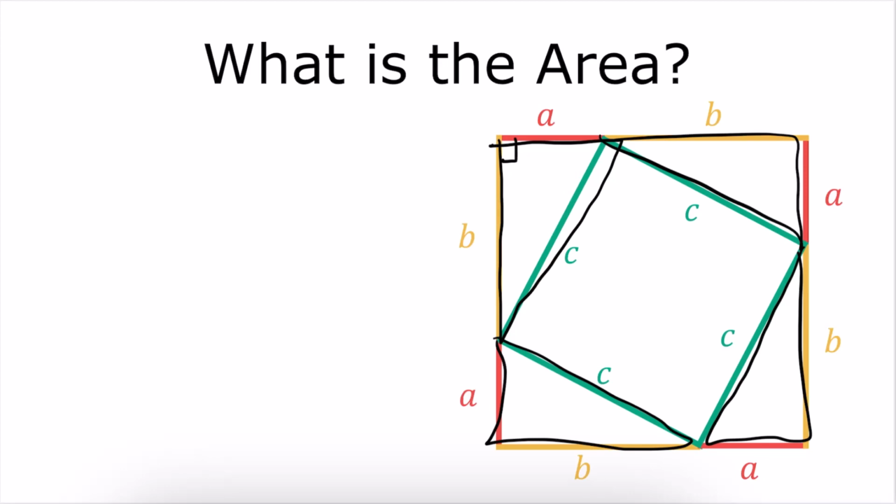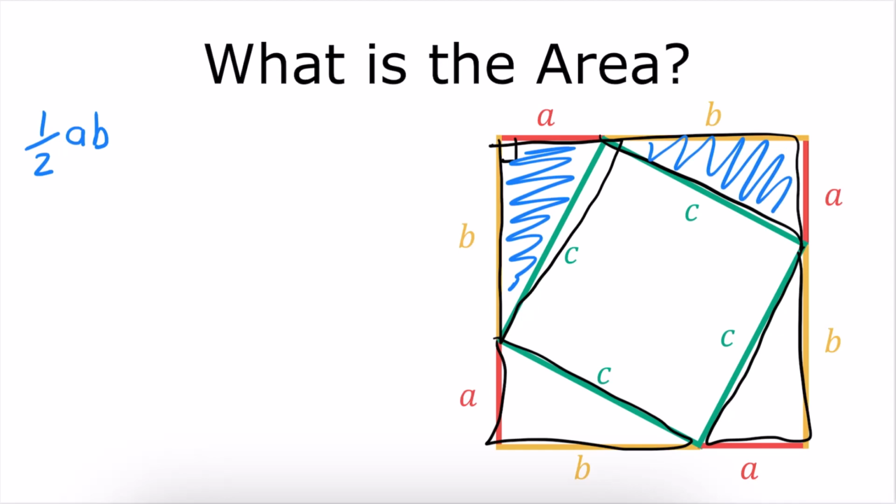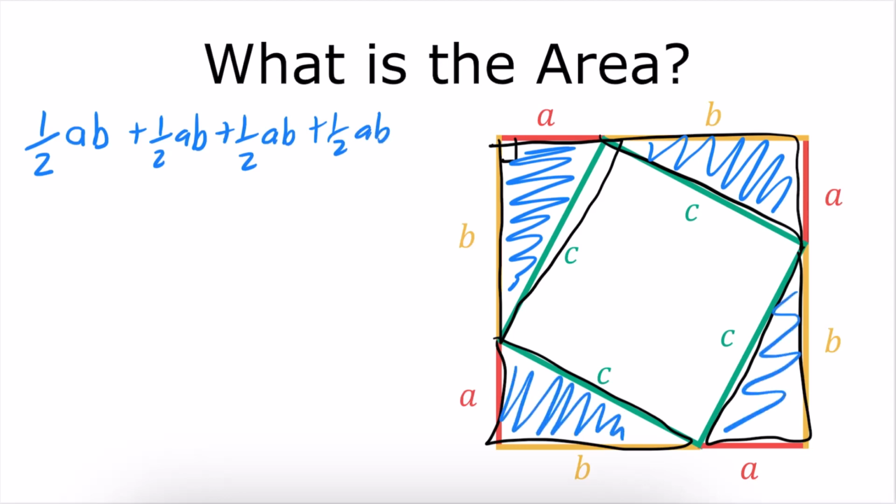If I wanted to find the area of the square, I could find the area of all the little pieces inside the square. The area of this triangle would be 1/2 times the base times the height, which would be A and B in this case. Then the area of this triangle would be the same, so I could just add that, 1/2 times A times B, whatever A and B are. And same thing with the other 2 triangles. So that would give me the area of all of this space here.